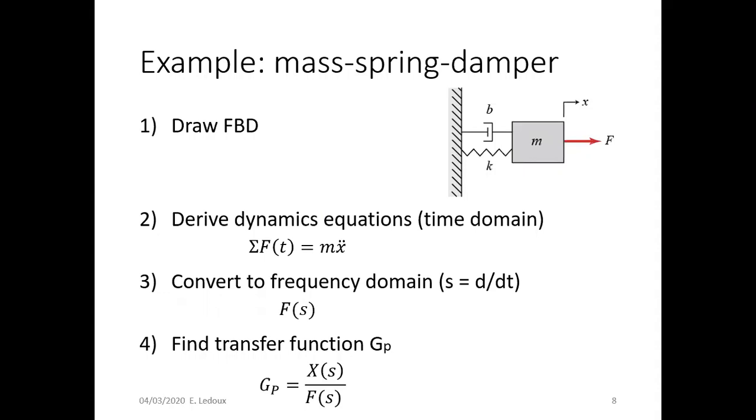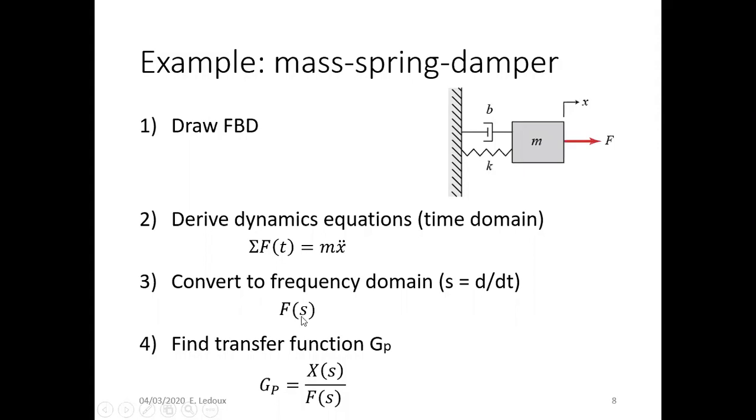But starting out, you draw the free body diagram. So you have the system. We can see there's a force here. There are also going to be a force from the damper and the spring. So then we derive the dynamics equation. So sum of the forces is mass times acceleration. Write all the forces in there.